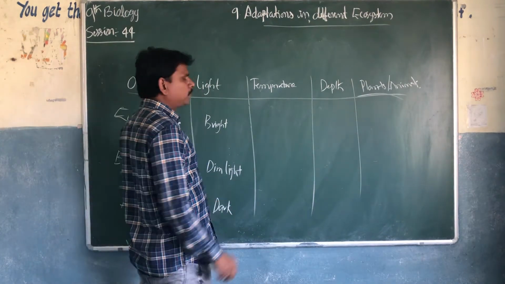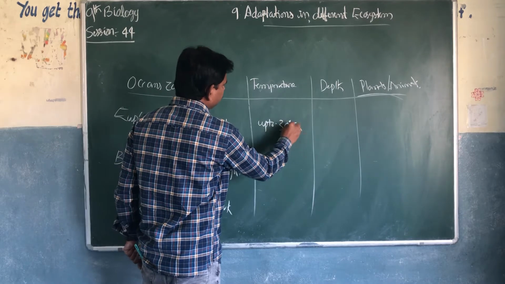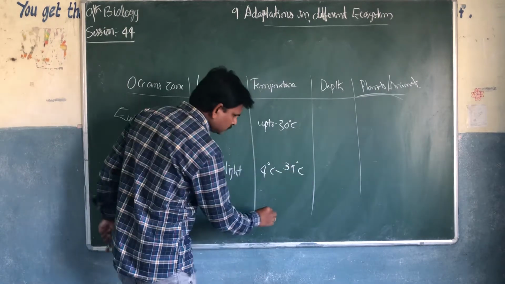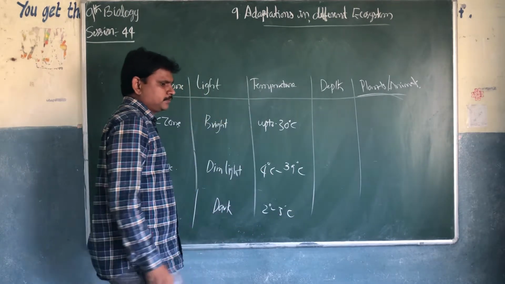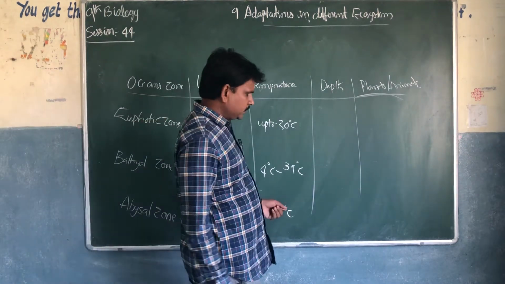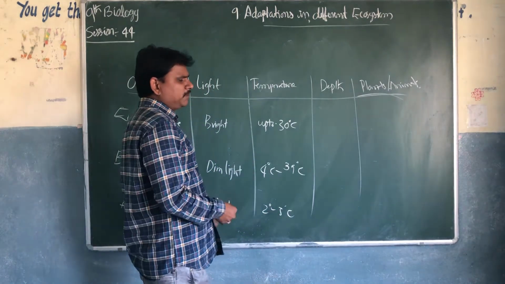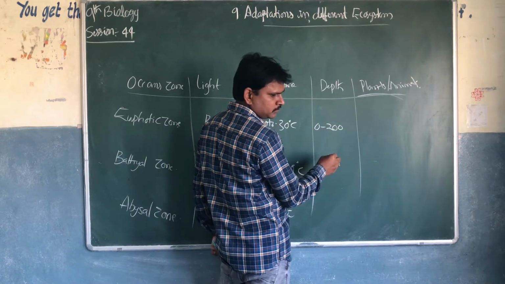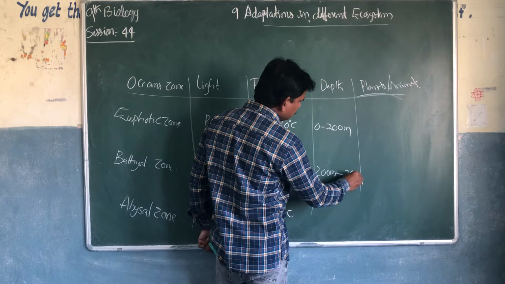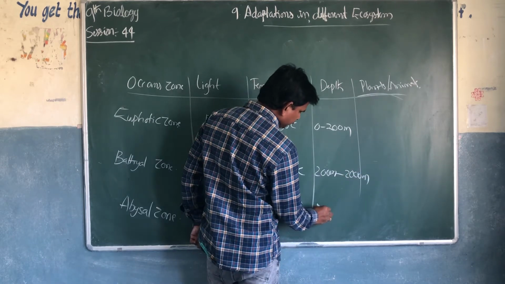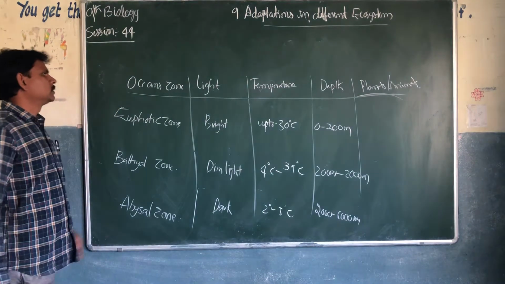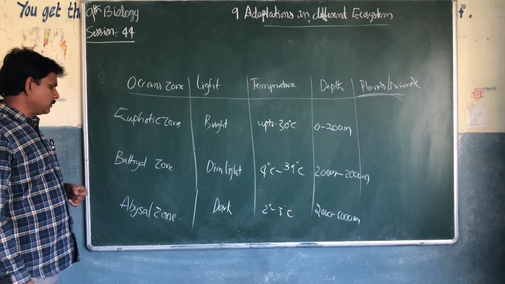The temperature is up to 30 degrees centigrade in the euphotic zone, 4 degrees centigrade to 39 degrees centigrade in the bathyl zone, and 2 to 3 degrees centigrade in the abyssal zone. Depth is 0 to 200 meters, 200 meters to 2000 meters, and 2000 to 6000 meters in the abyssal zone. So the ocean zones are the euphotic zone, bathyl zone, and abyssal zone.